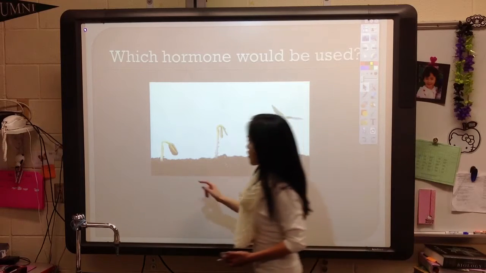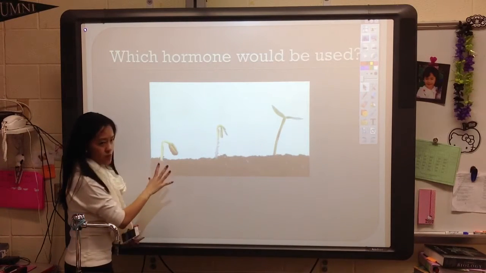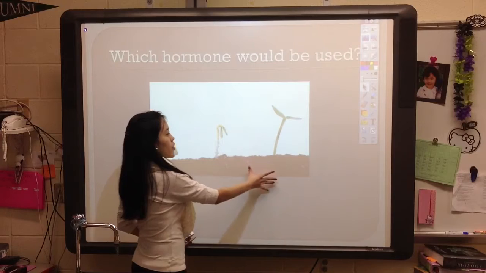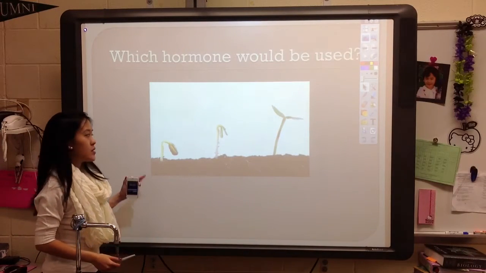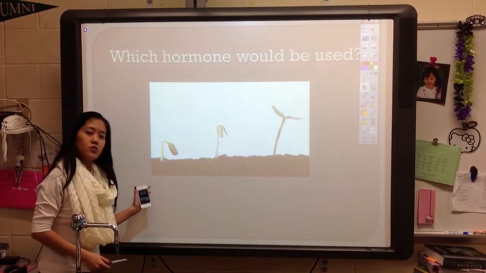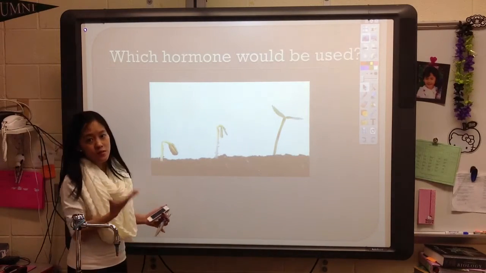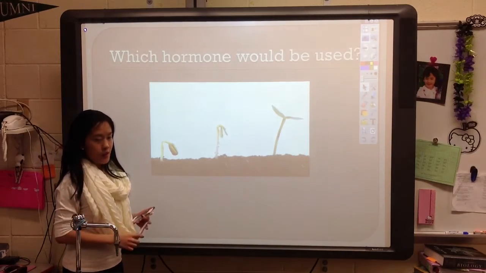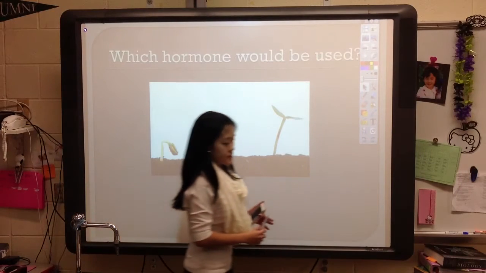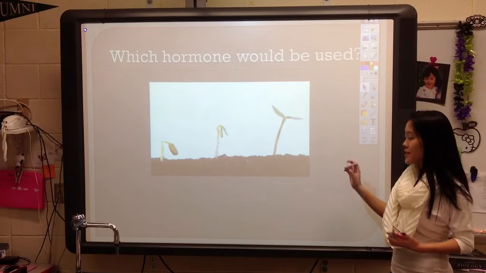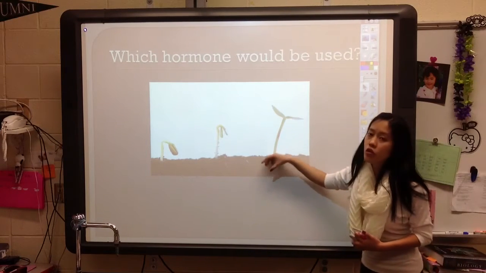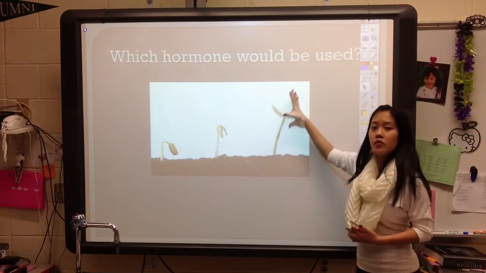So first thing here, you have a little plant starting to sprout, and it's growing bigger and bigger, okay? Which hormone is being used the most in this picture that's allowing it to grow, allowing its cells to divide? Take a minute and look back. Okay. In this picture, cytokinins are being used. Cytokinins are allowing us to increase in cell division, allowing it to grow faster.